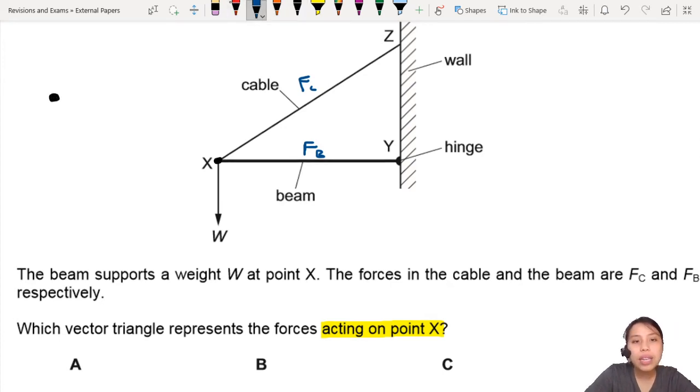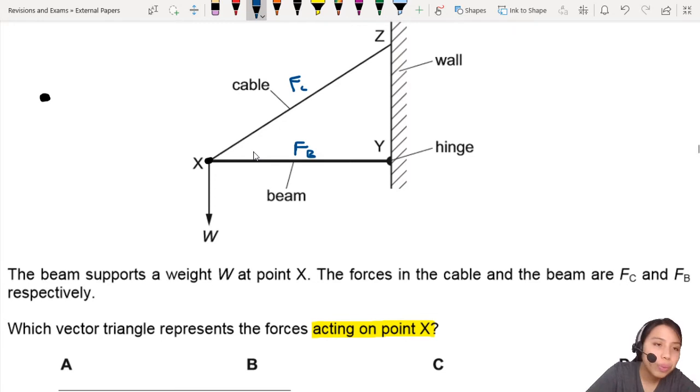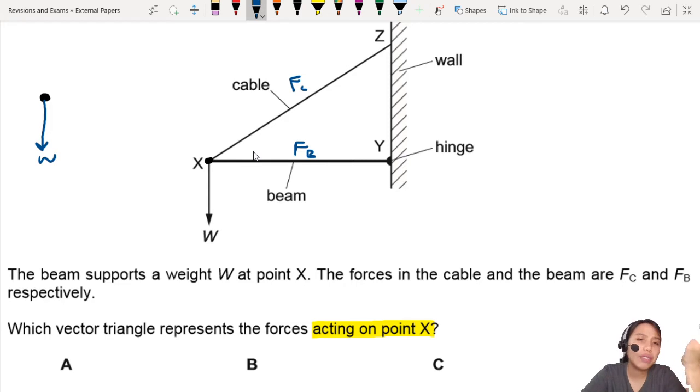So the first thing you have is there's some weight of the dot, because you see W is already pointed there. So I guess the weight somehow is acting on this, so we can draw a weight arrow like that. Then you have FC and FB. Now, which direction are FC and FB pointing? Is it this way or the other way?